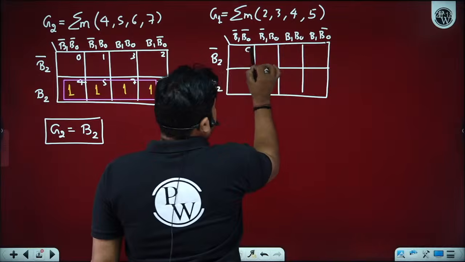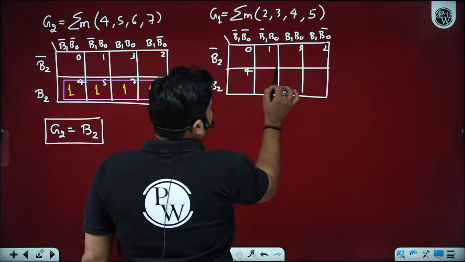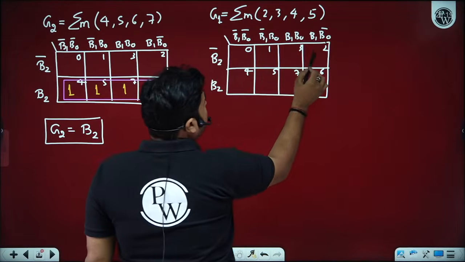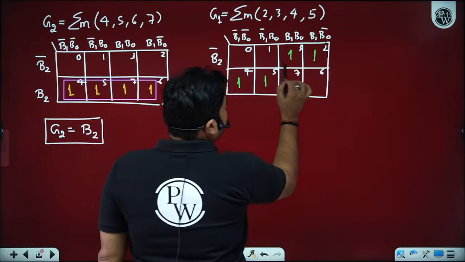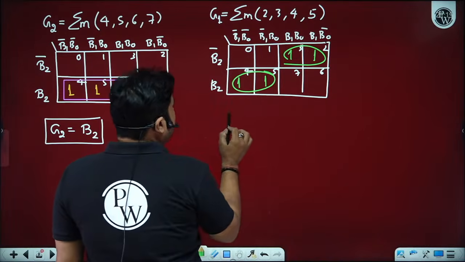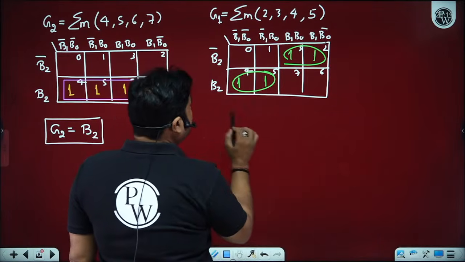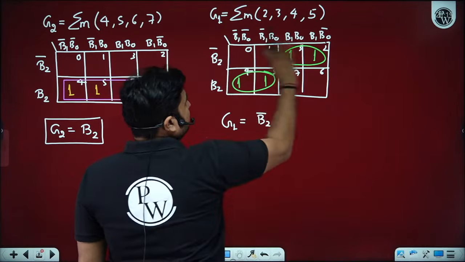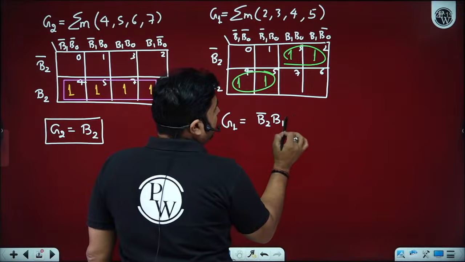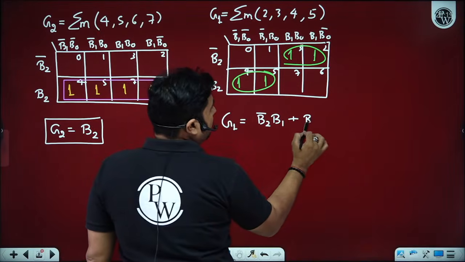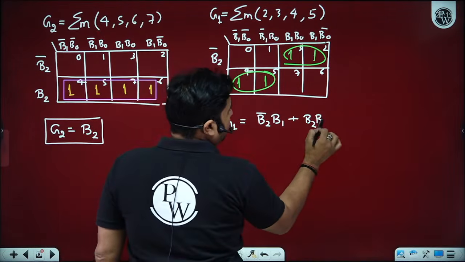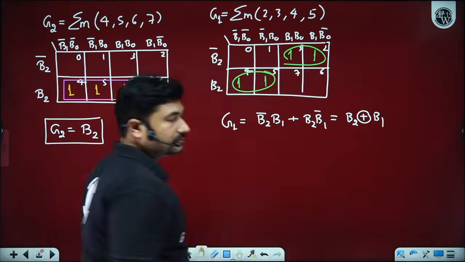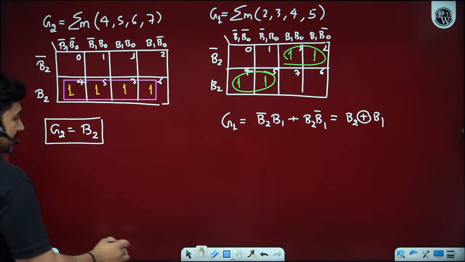Now you can easily write 0, 1, 2, 3, 4, 5, 6, 7. We are getting output logic 1 on 2, 3, 4, 5, beta ji. So we have two pairs. With these two pairs, G1 will become B2 bar from this pair, and from this B1, plus from this B2, and from this B1 bar. So this will give you B2 XOR B1. How many of you are able to understand, beta ji?